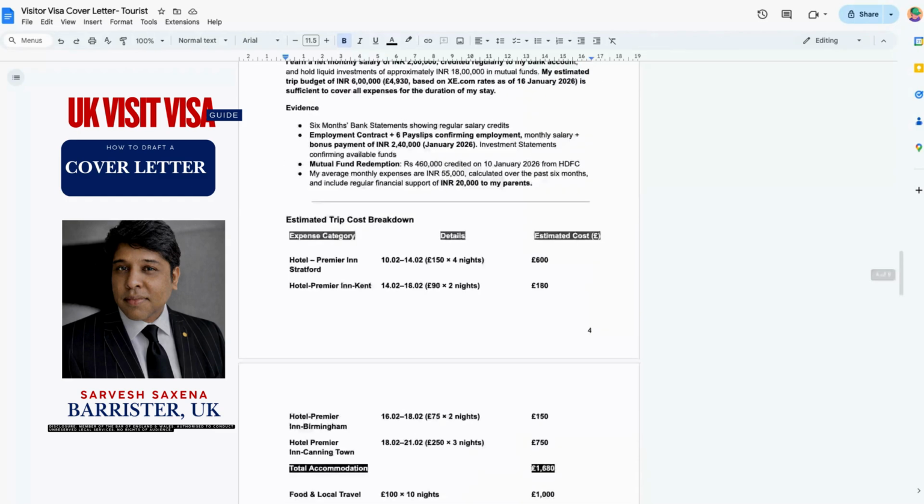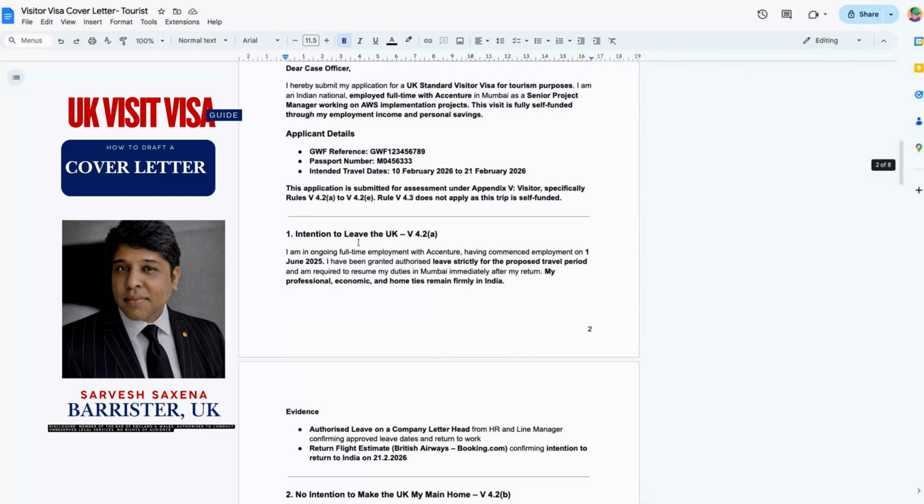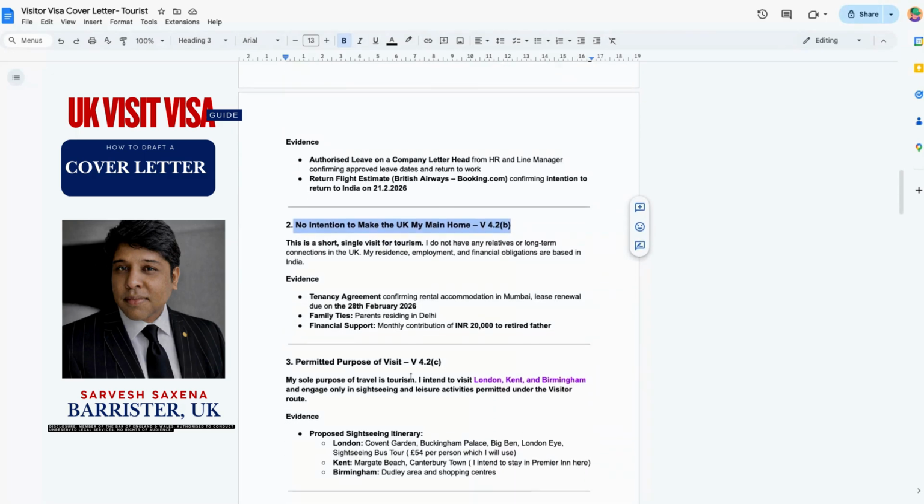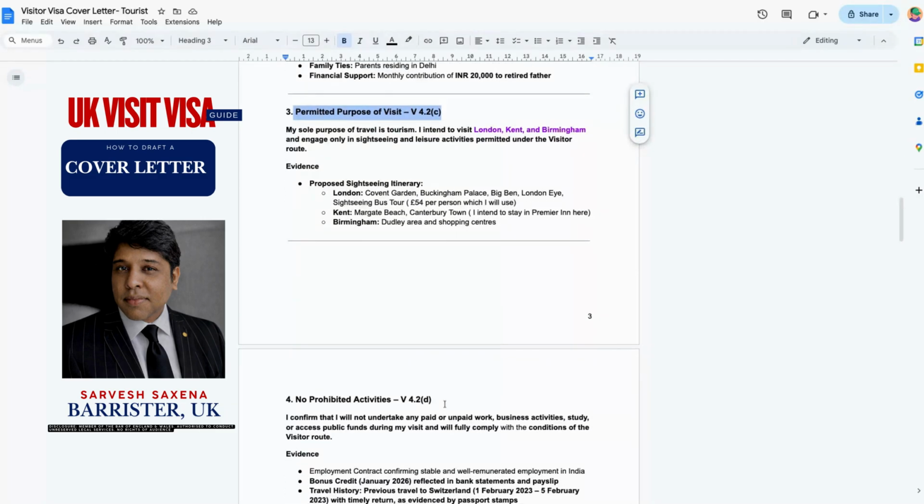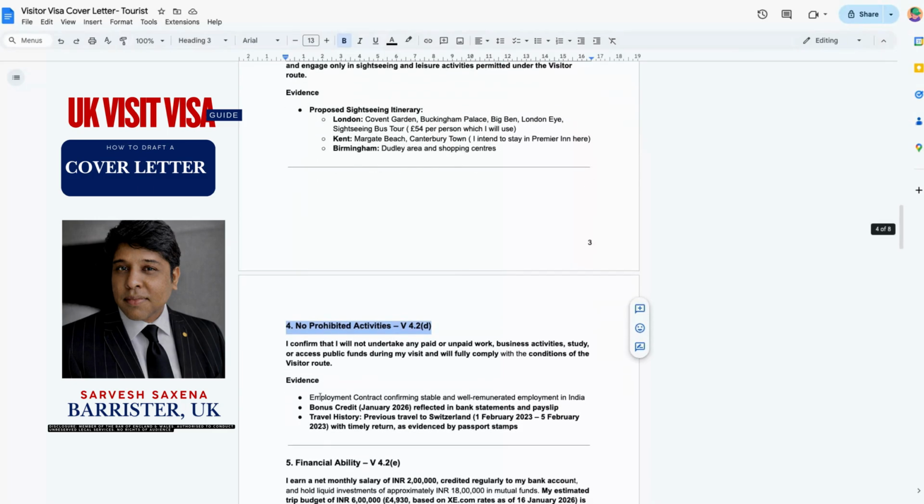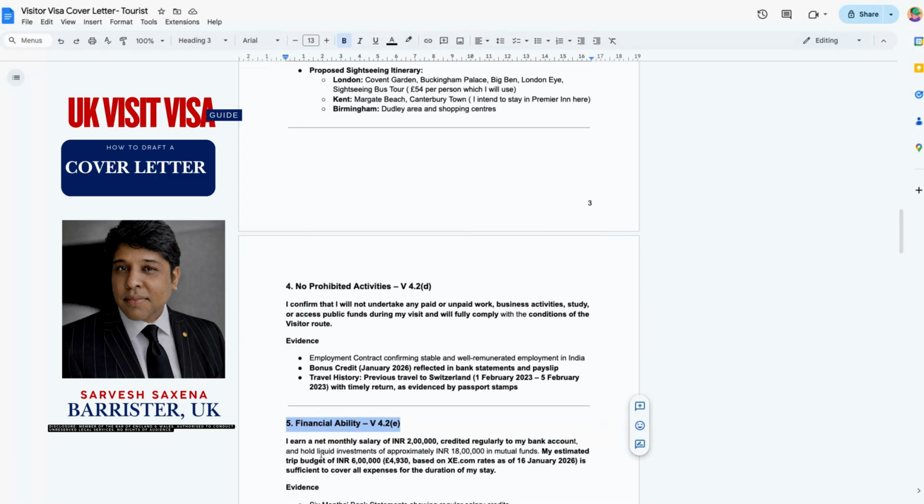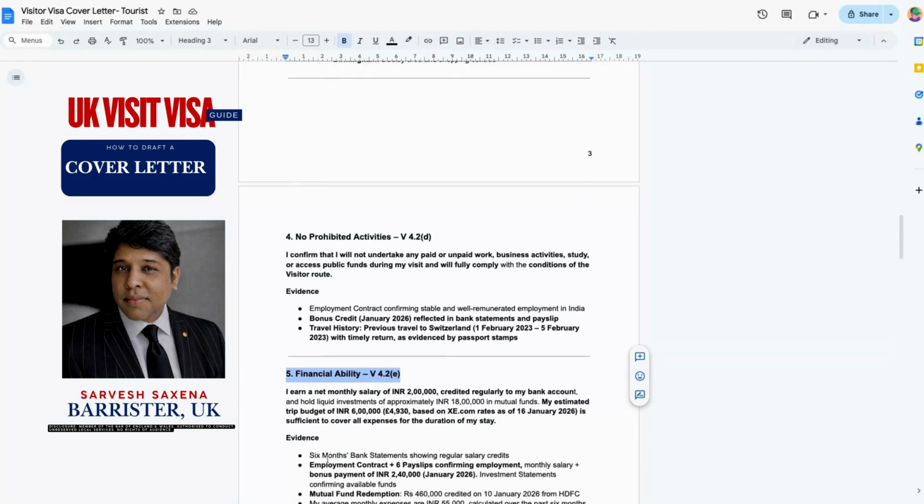Okay, these are the five grounds. So let me recap: that you will leave the UK, which is 4.2a, no intention to make the UK your main home through frequent or successive visits. Three, you will only be coming for a permitted purpose, which is tourism. Fourth, you will not undertake any prohibited activities, which is to work, business, or any other thing that is not related to tourist purpose. And five, that you have the ability to self-fund this trip, and you have a credible, economically stable history. If you are unemployed, if you are a business person, then this cover letter will not work for you, right?